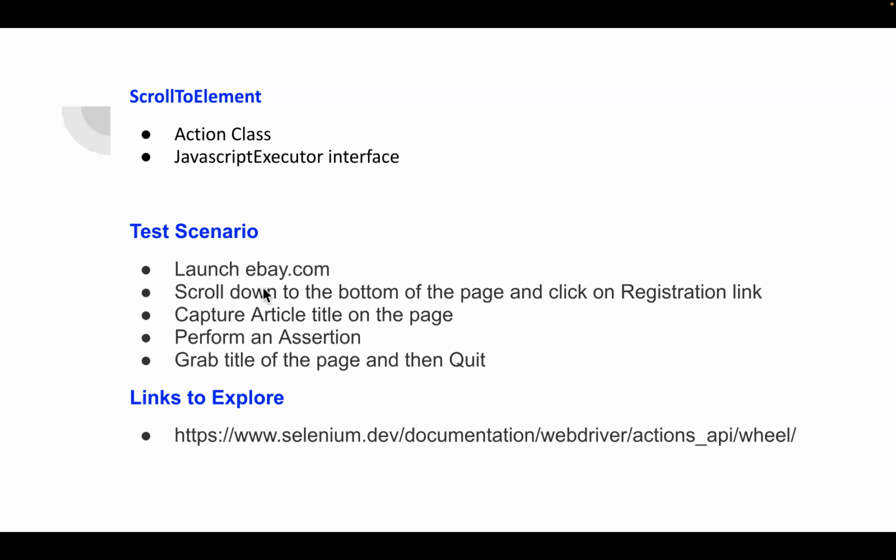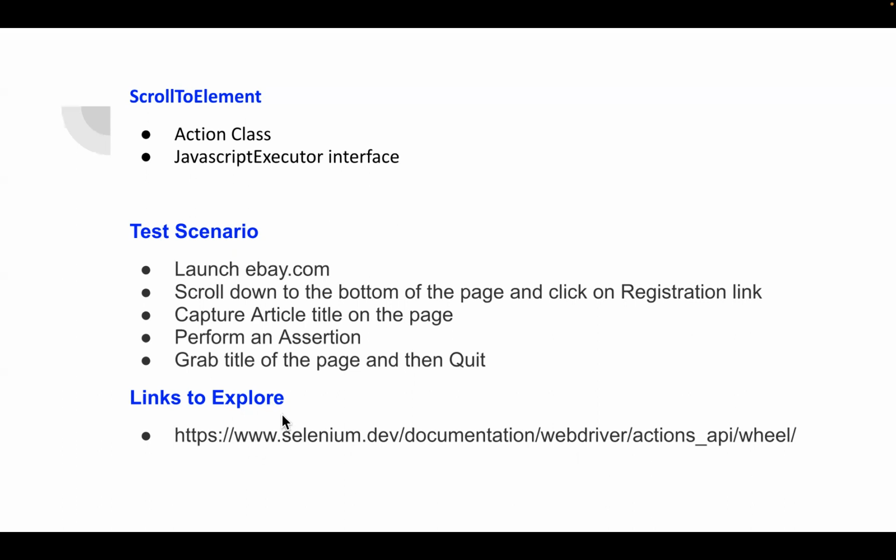So this is the test scenario that we are testing today. We are going to launch ebay.com, and then we will scroll all the way down to the bottom to see the registration link. Then we are going to capture the article title on the page, which appears once you click on the registration link. Then we are going to perform an assertion using TestNG, grab the title of the page, and then quit the WebDriver session.